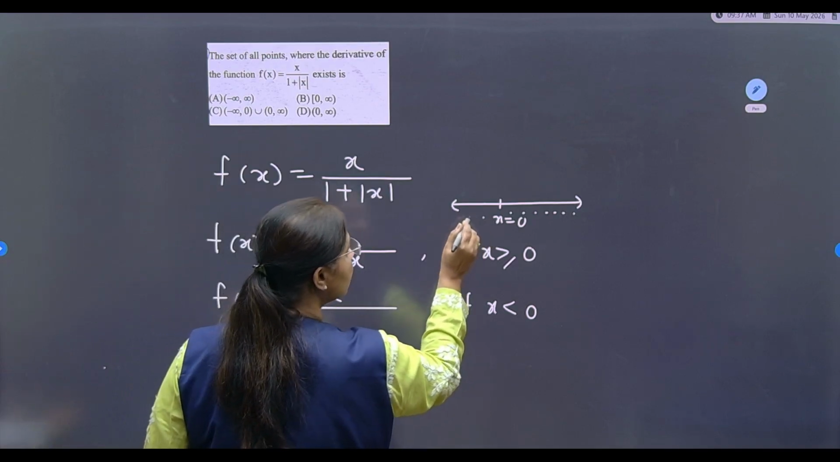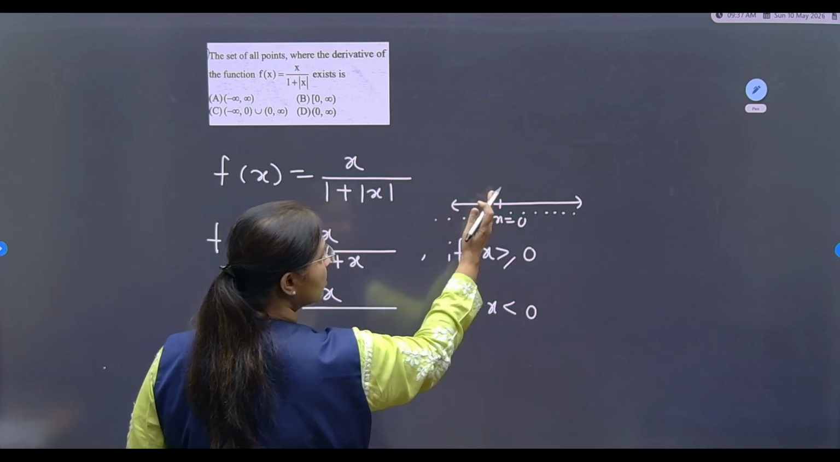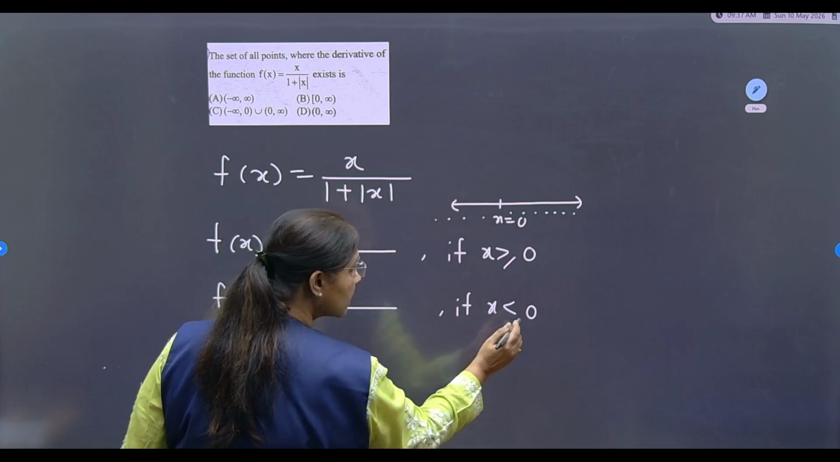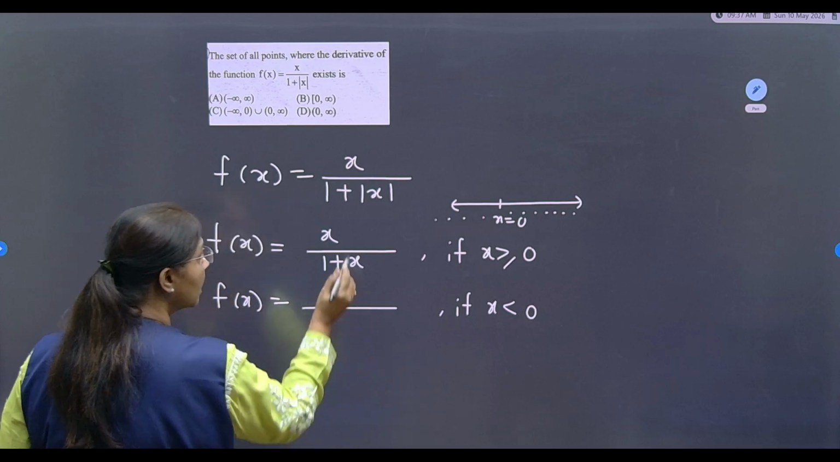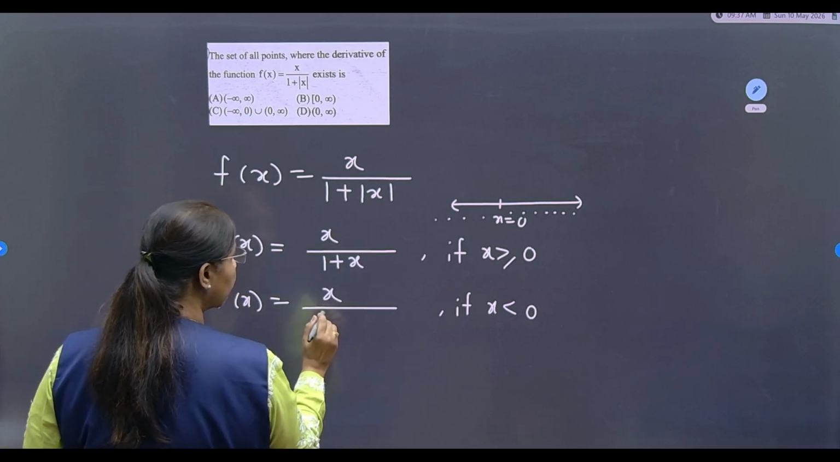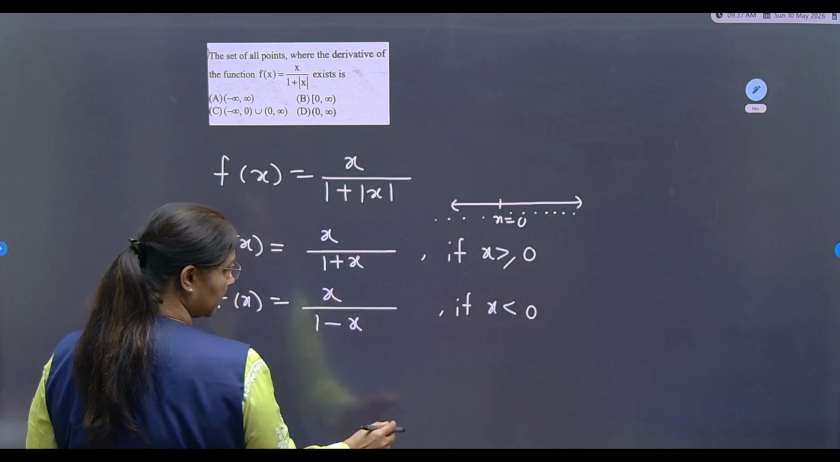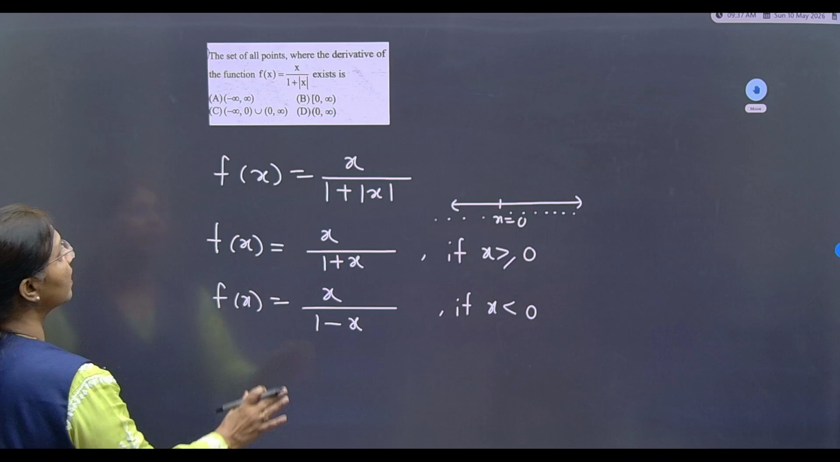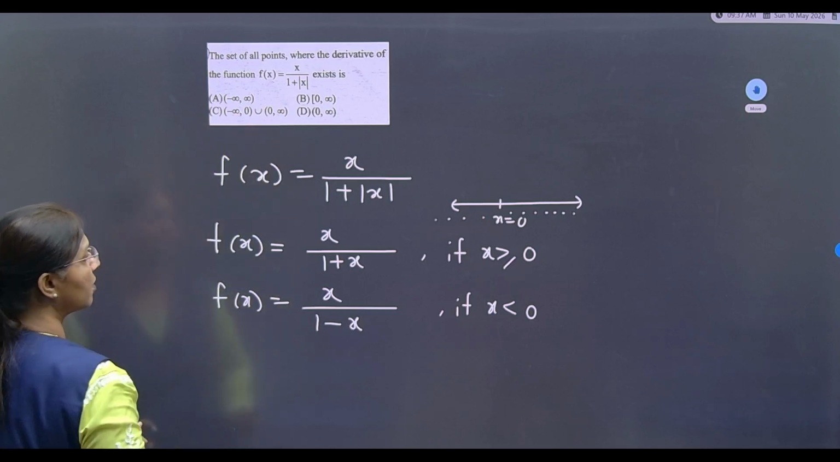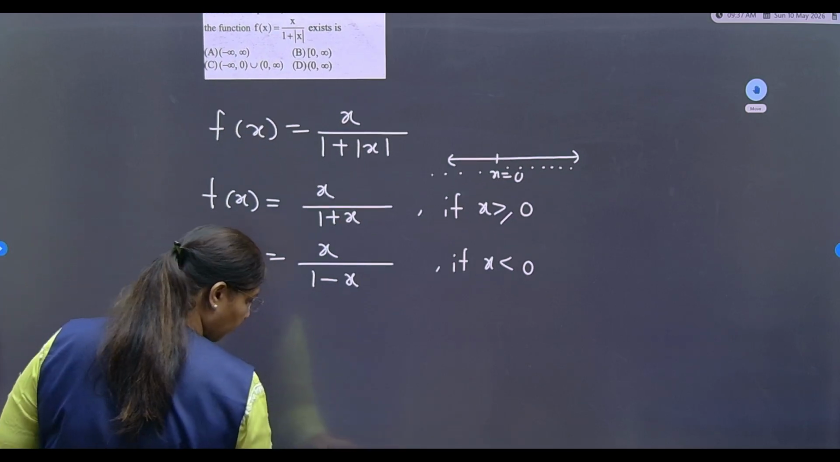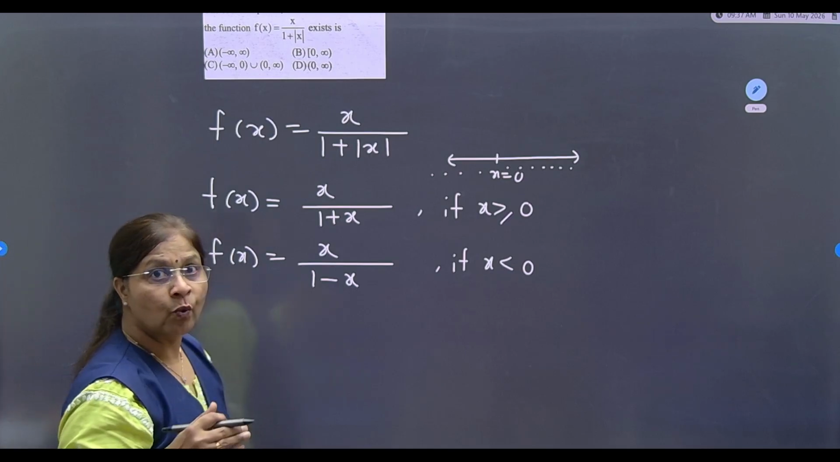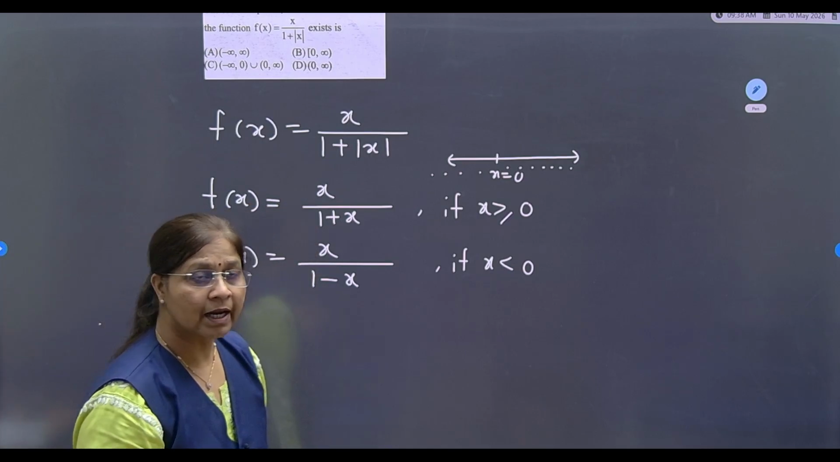And if x is less than 0, that is negative side of the x-axis. Less than 0, that is negative value of x. Therefore, mod x is equal to minus x. This is our step number 1. Then derivative of the function. Okay, question, derivative of the function. Then next step is we will define the derivative.